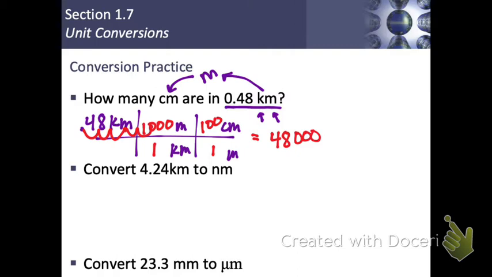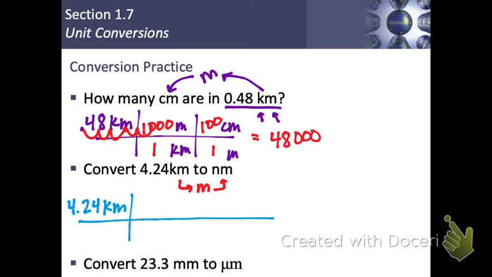Let's try the next one. Kilometers to nanometers. What's our middleman got to be again? It has to be meters. And then we're going to go to nanometers. Nanometers is a little tricky because it's a really, really teeny tiny unit. Okay, so let's see what this is going to look like. 4.24 kilometers. Kilometers to meters and meters to nanometers. All right, so it's going to be real big.